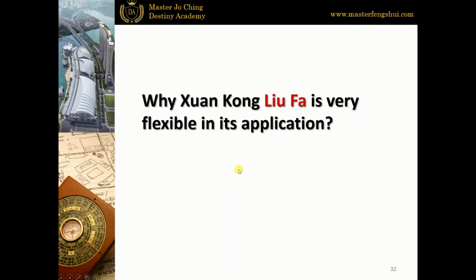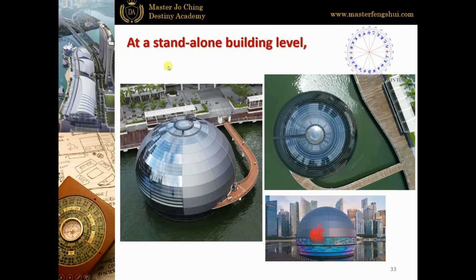Why Xuan Kong Liofa is flexible in its application. As a standalone building level, you see, this one is circular in shape. Sometimes it's not easy for you to find the facing. And therefore, if you cannot find the facing direction, you cannot plot a Flying Star chart. So that is one limitation.